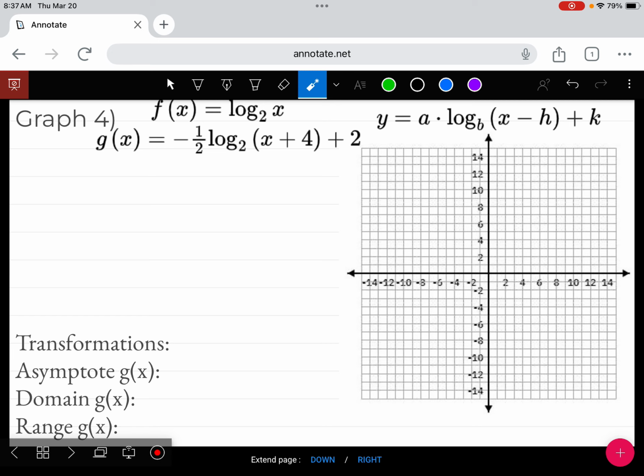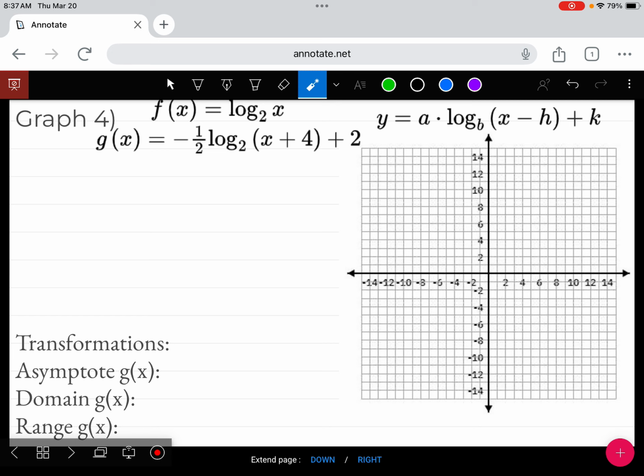We're going to do all the things. We've got our f of x, log base 2 of x. We've got our g of x, which is minus 1/2 log base 2 of x plus 4, plus 2. We are going to graph it. We're going to find a parent function. We are going to identify our transformations. We're going to find all the stuff. Whew, it's a lot of things.